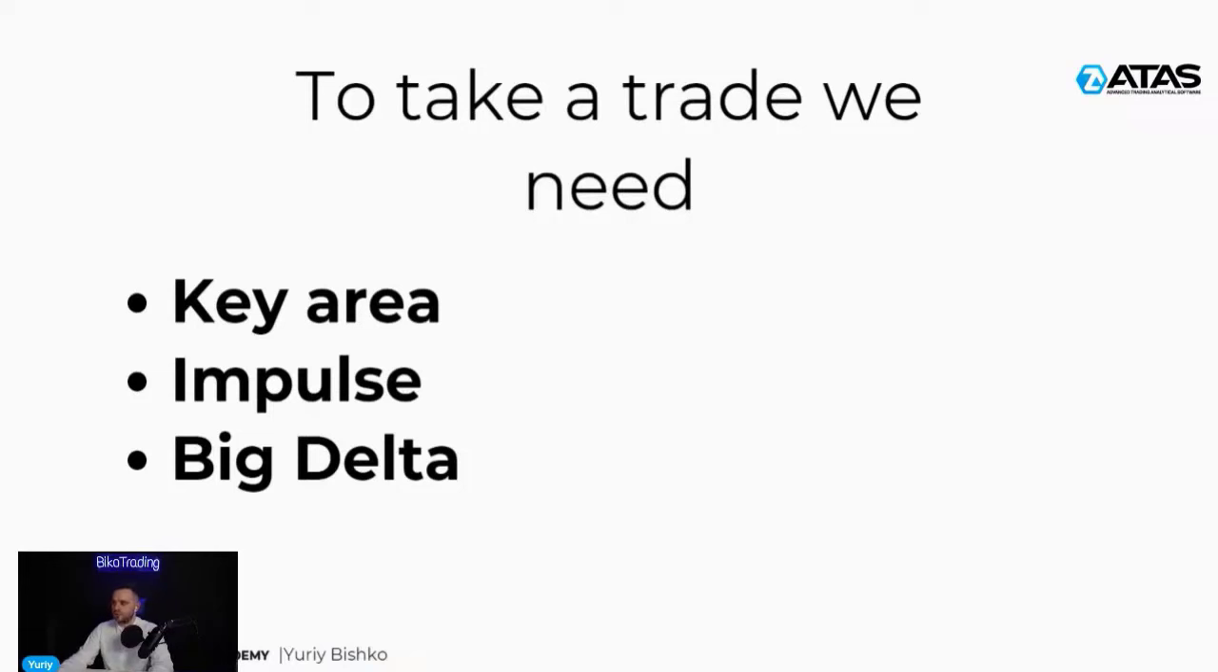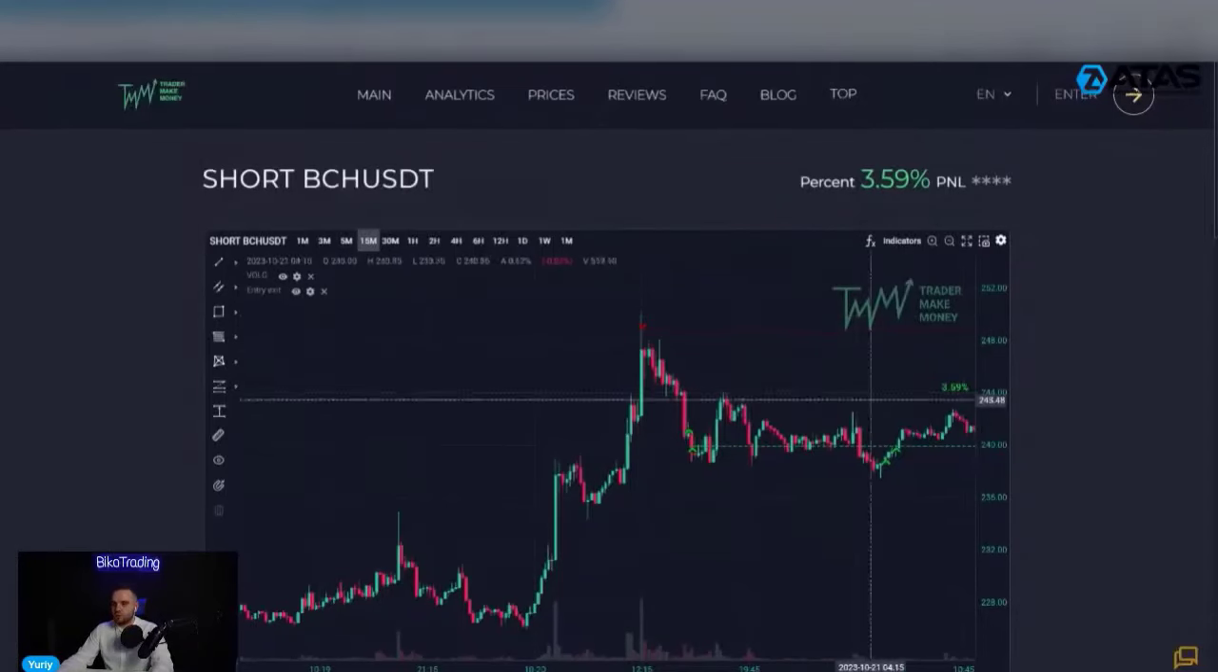Let me explain to you really shortly what delta means. Imagine you open a buy market order, you press buy market. In that case, delta will go up. If on your platform you press sell market order, delta will go down. Imagine a situation, let's go to a trade that I showed to you here.